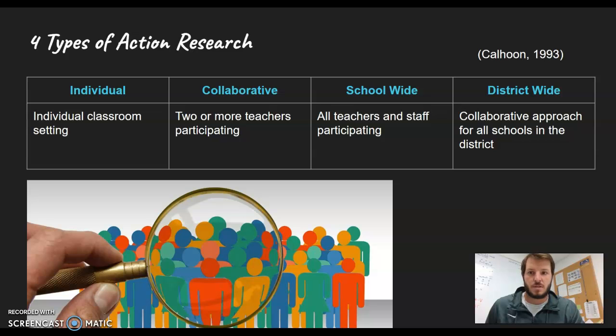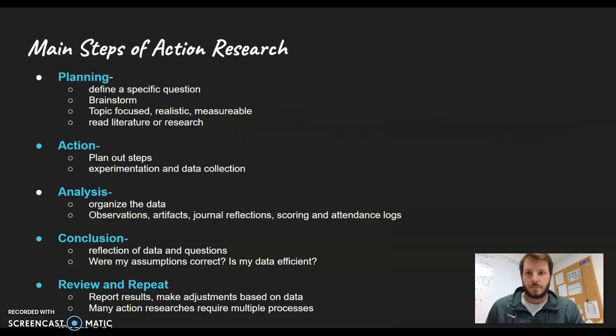4 different types of action research. First one's just individual, so that would just be the teacher in their own classroom setting performing it. Collaborative, which would be 2 or more teachers participating in the action research. Kind of a bigger part of collaborative is the school-wide and district-wide, which school-wide would be all teachers and staff in your school or building participating in it, and the district is a complete collaborative approach for all your schools and staff in the district.